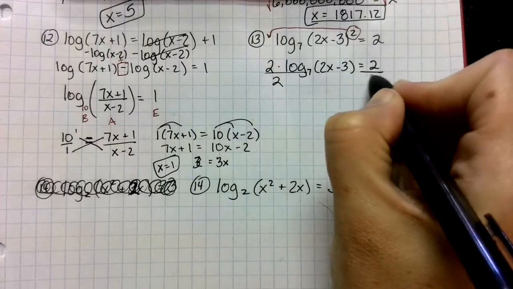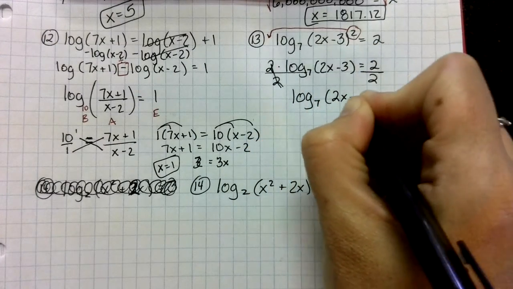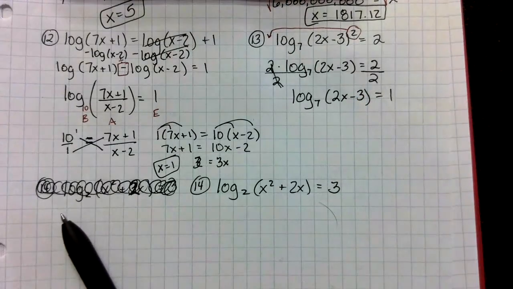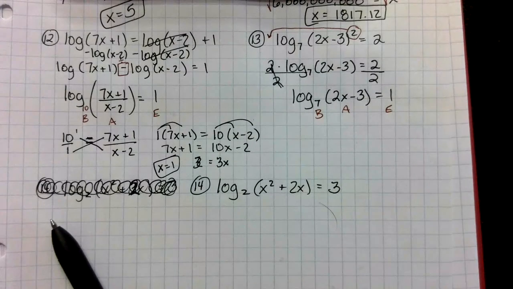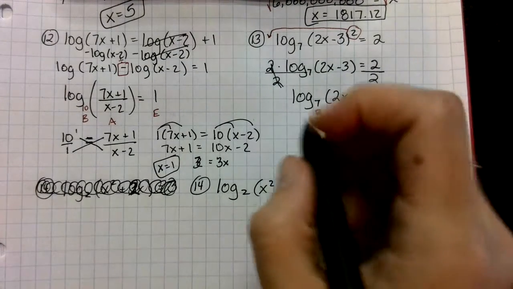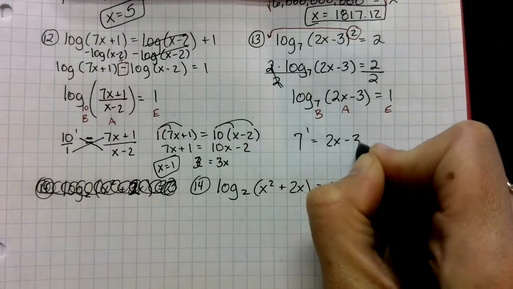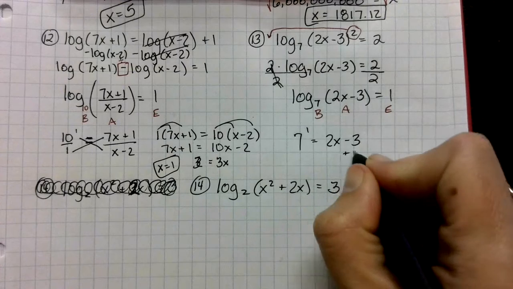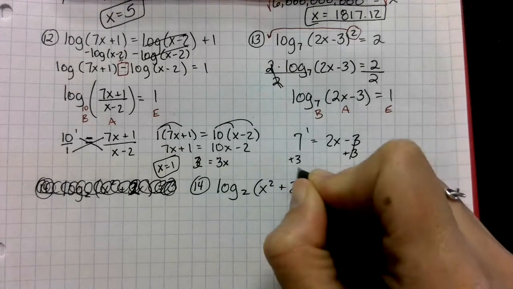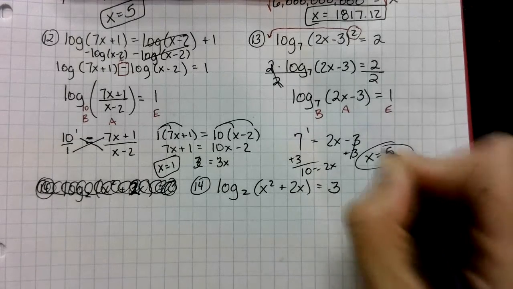So now what I can do is divide each side by 2. So I have log base 7 of 2x minus 3 equals 1. And now this problem is ready for me to use base, answer, exponent. So I have 7 to the power of 1 equals my answer of 2x minus 3. And 7 to the power of 1 is just 7. So I'm going to do plus 3 on each side, and then divide by 2, so I get x equals 5.